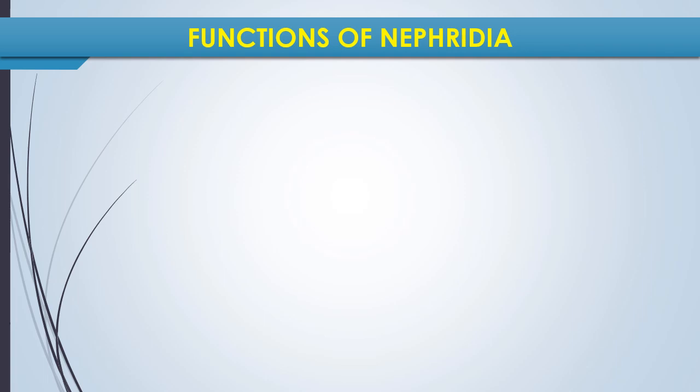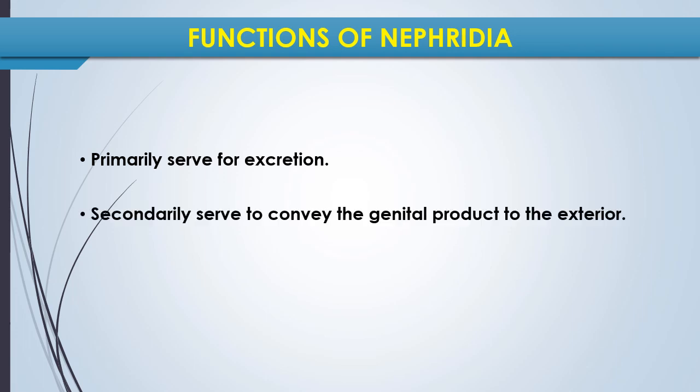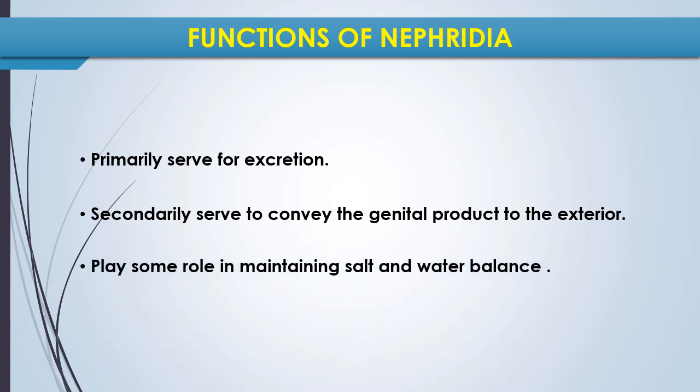The functions of nephridia. As we know, the nephridia are porous, long, thin and coiled tubes. The primary function of nephridia is excretion. However, they also serve to convey the gametes to the exterior. Besides these, the organs also maintain osmoregulation.